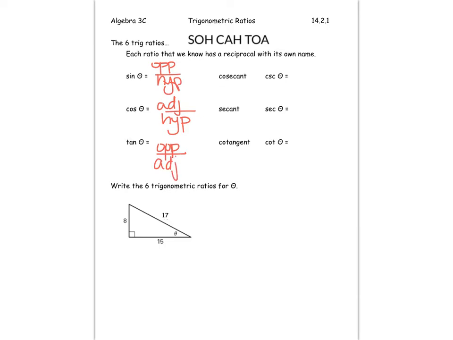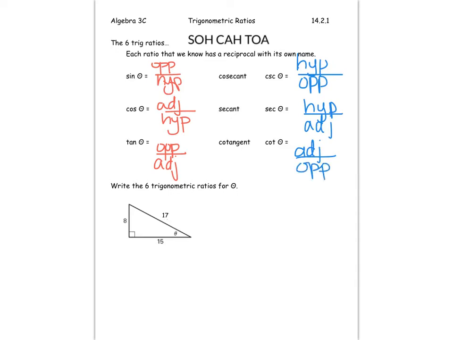You perhaps remember last year from Algebra 2 that there are really 6 ratios. The reciprocals of sine, cosine, and tangent exist. Sine is the reciprocal of cosecant, and so cosecant is hypotenuse over opposite. Secant is the reciprocal of cosine, so it is hypotenuse over adjacent. And cotangent is the reciprocal of tangent, so it is adjacent over opposite.